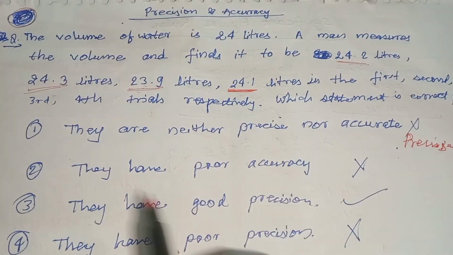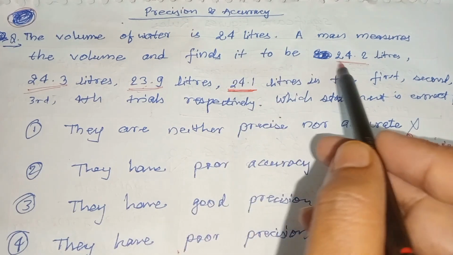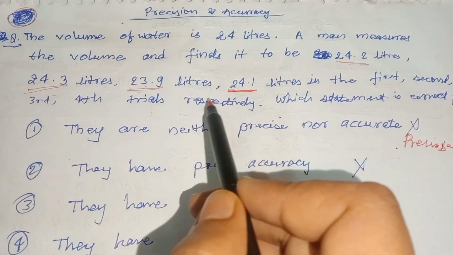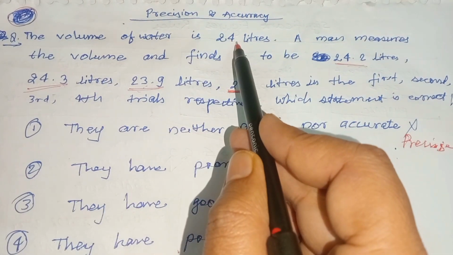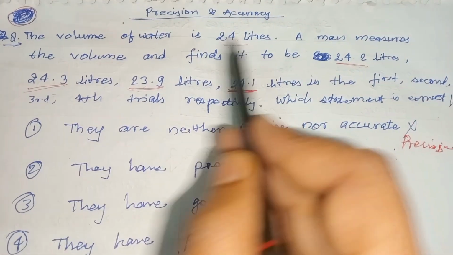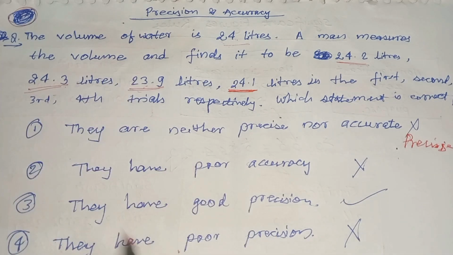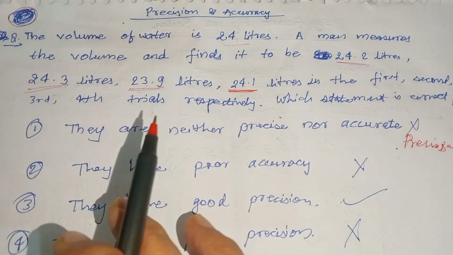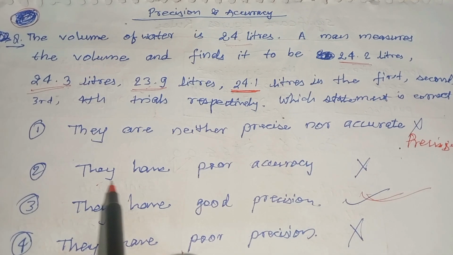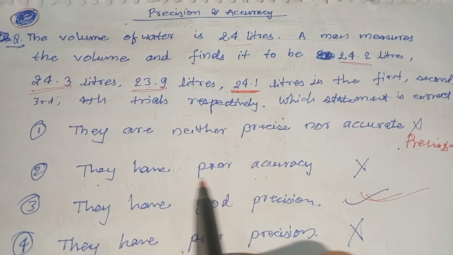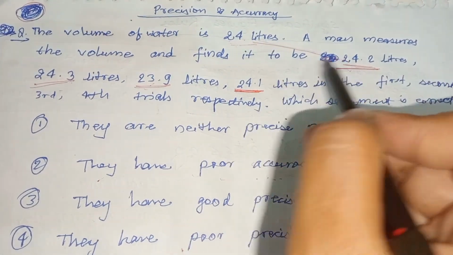And is it accurate? Accuracy means the measured value and the actual value. But here there are many measured values, so accuracy would be found by only one measured value with respect to the one actual value. So accuracy is a doubtful thing. In fact, the options are not suitable for finding accuracy. So clearly this is the right answer. They have poor accuracy. Is it right that they have poor accuracy? In fact, if we measure accuracy with respect to this measurement, this is good accuracy.